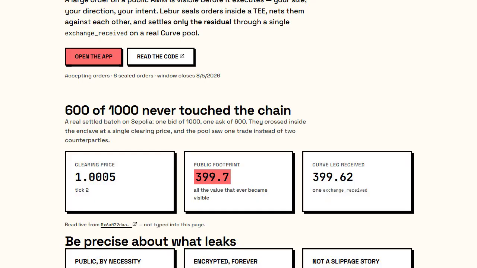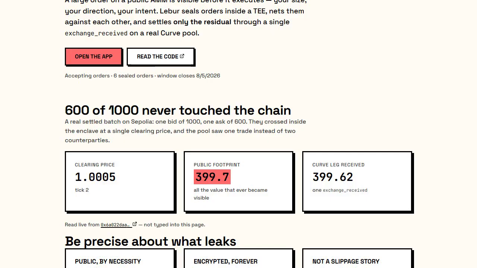Here is a settled batch on Sepolia, read live from the chain. 1 bid of 1,000, 1 ask of 600. 600 crossed inside the enclave and never touched the chain. Only the 399.7 residual did. That is the public footprint, and it is the whole privacy claim as a single number the contract computes itself.